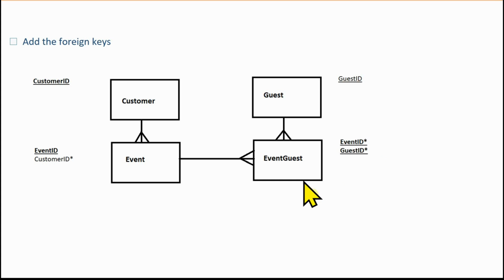And then finally, let's have a look at this relationship between event and event guest. There's the many side of the relationship. Go to the one side, get the primary key, event ID. We need a copy of that in event guest. There it is. Again, it's already there because it's part of the primary key. All we need to do is put an asterisk behind it.